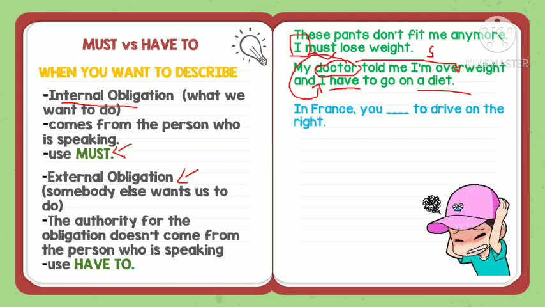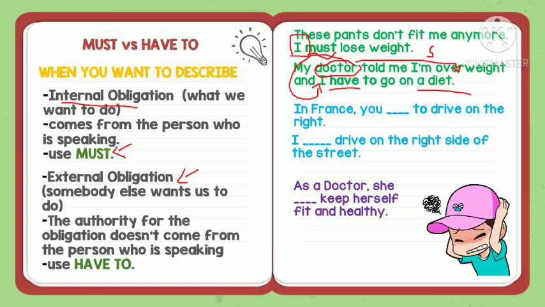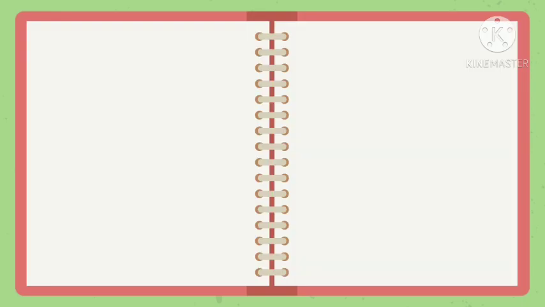Okay, now complete the following sentences. In France, you blank to drive on the right. I blank drive on the right side of the street. As a doctor, she blank keep herself fit and healthy. Another, she blank avoid unhealthy.